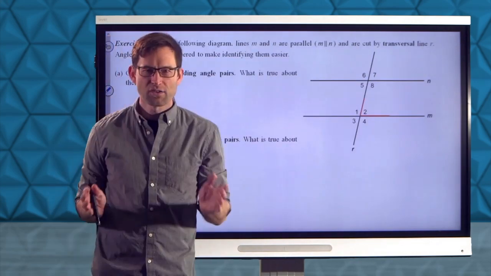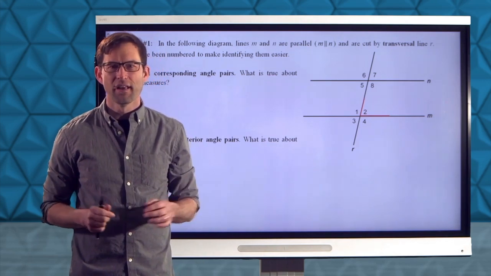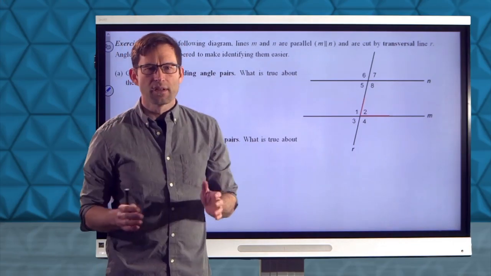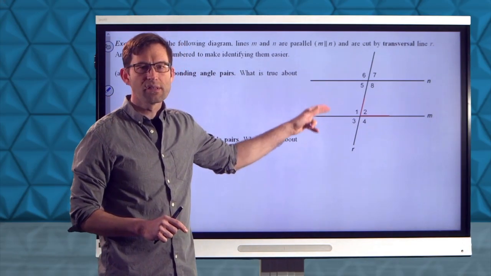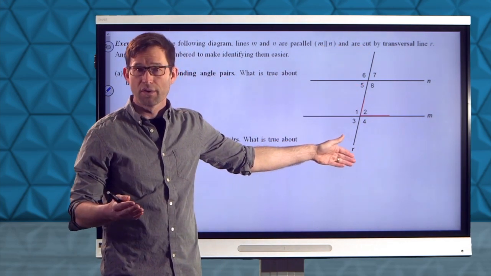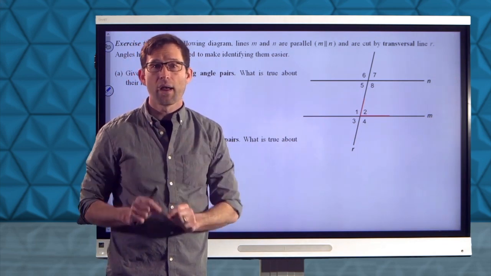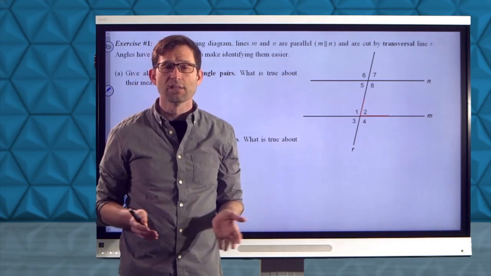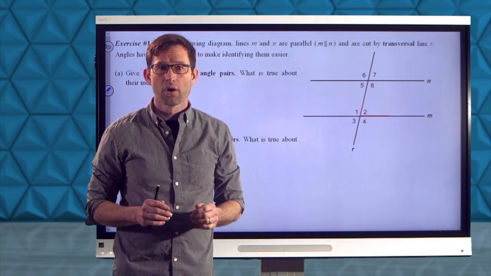All right, exercise number 1. Let's jump in and take a look. In the following diagram, lines M and N are parallel and are cut by transversal line R. Angles have been numbered to make identifying them easier. Now, we talked about this in a previous lesson. Whenever you have two lines, they don't even have to be parallel, and they're intersected by a third line known as a transversal, 8 separate angles are created. 1, 2, 3, 4, 5, 6, 7, 8. It's easy enough, right? 8 angles are created.